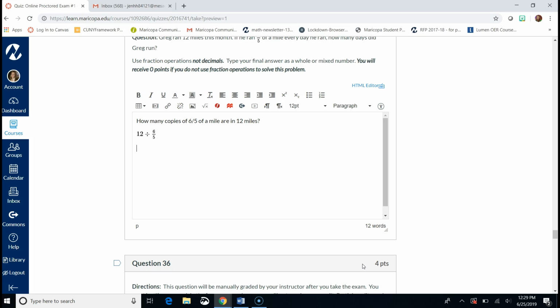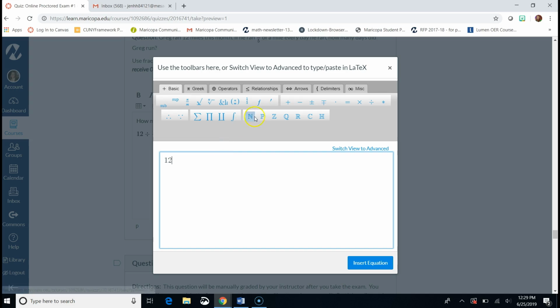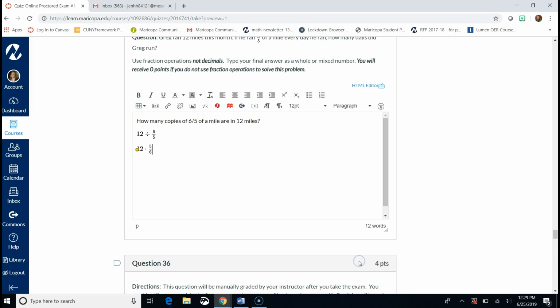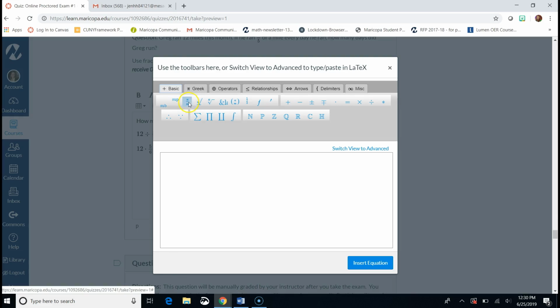So if I have 12 divided by 6/5, I know that when I divide by a fraction, I can multiply by the reciprocal and get the same result. So I'm going to insert another new equation. Now this is going to become 12 times the reciprocal, which will become 12 times 5/6. I'm going to insert that equation, and then press enter. In order to multiply a whole number by a fraction, it can often be helpful to rewrite the whole number as a fraction over 1. So this is going to become 12/1 times the fraction 5/6.